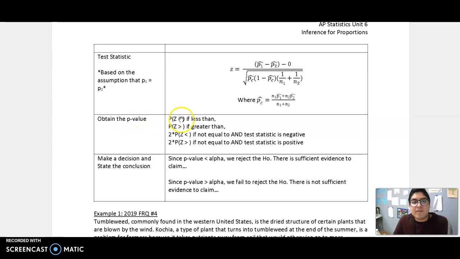Now, in order to obtain the p-value, we're looking for the relationship in the alternative hypothesis, either a less than or a greater than. And again, if it's a two-tailed, this is how you would do that, and I will show you eventually how to work one of those examples. Now, that will be our do step, the test statistic and the p-value. And then lastly, our conclude step will be making a decision and stating the conclusion. If the p-value is less than alpha, we reject the null hypothesis because there is sufficient evidence. If the p-value is greater than alpha, we fail to reject the null hypothesis because there's not sufficient evidence to support a difference in that claim.